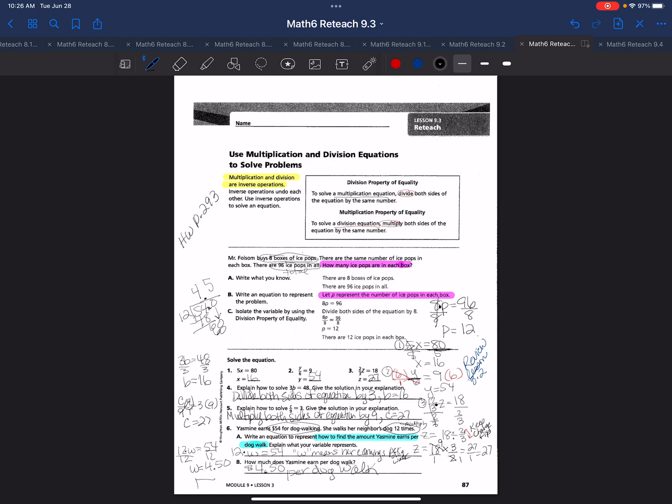That's our lesson for Module 9, Lesson 2 for Grade 6.